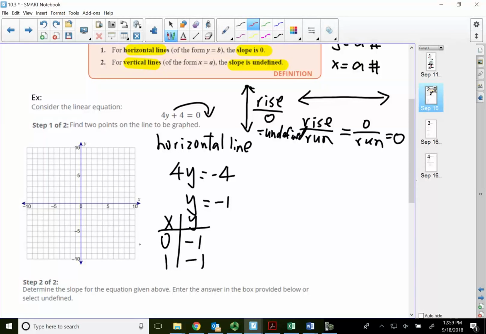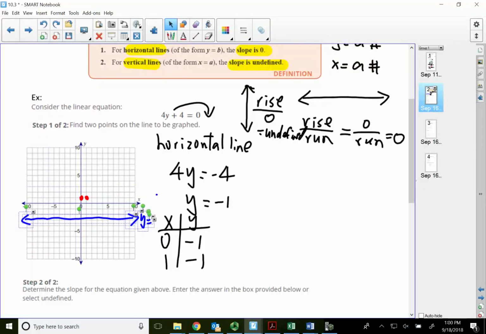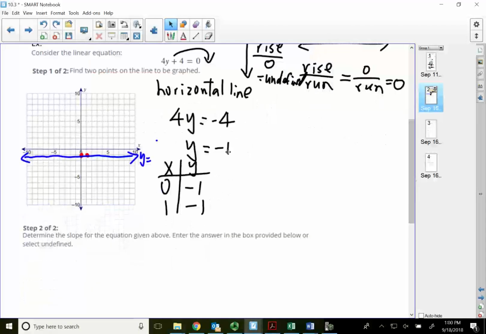Let me just do this by hand real quick. 0, negative 1 means I simply go up 1. 1, negative 1, to the right 1, up 1. So here is my horizontal line, okay? That will be y equal to negative 1. Oh, sorry, negative 1. What am I doing? Go down. A horizontal line is going down. I went up instead. 0, negative 1 is go down 1. 1, negative 1 is to the right 1 and down 1. Sorry about that. I thought it was positive 1.